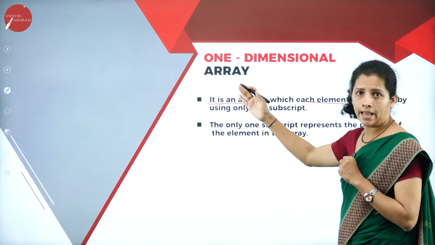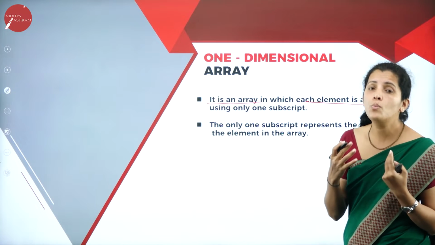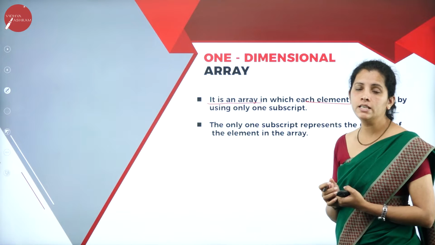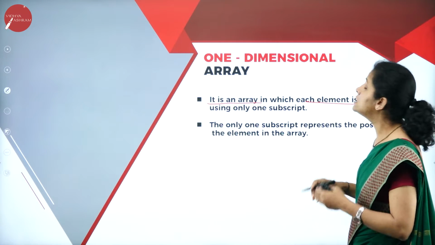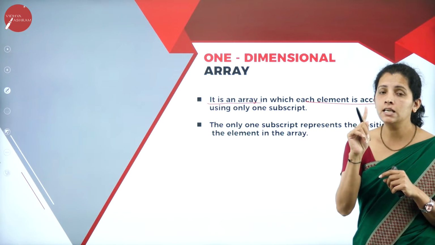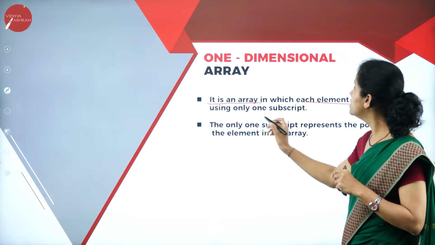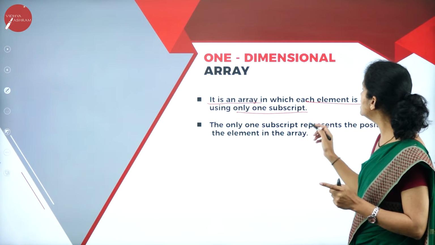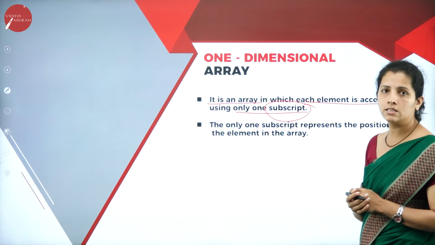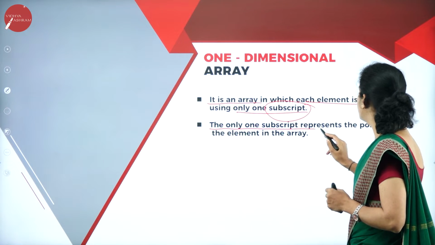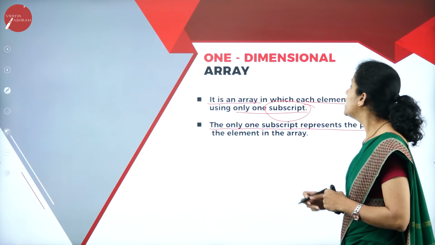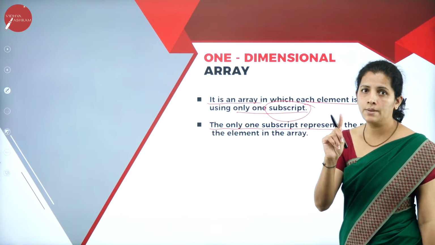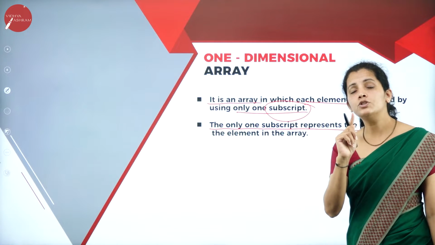So, it is an array, that is nothing but the collection of homogeneous elements. I repeat, it is nothing but the collection of homogeneous elements, and it is accessed by one single index is called single dimensional array. So here index is nothing but the subscript or indices. The only one subscript represents the position of the element in the array.